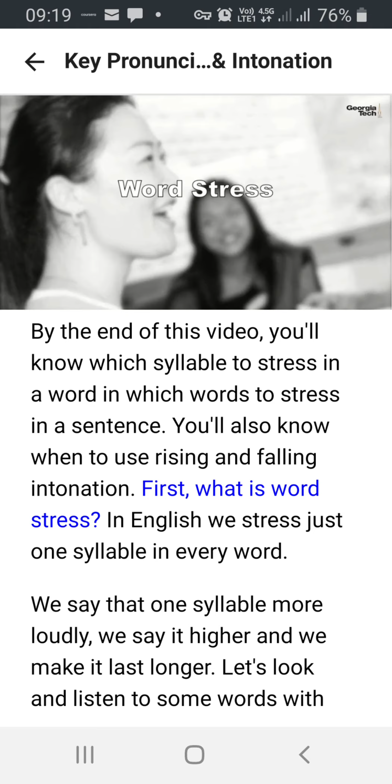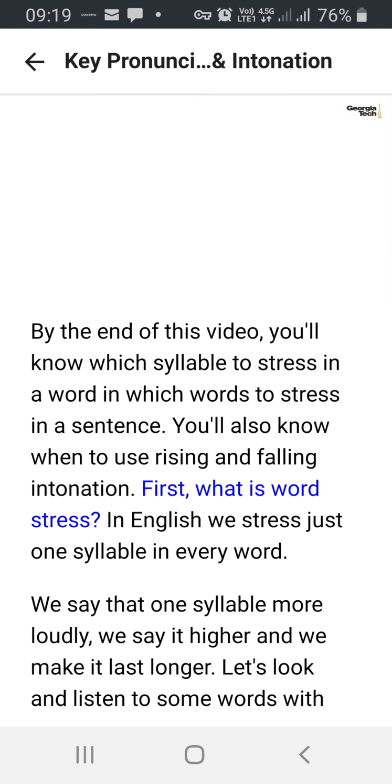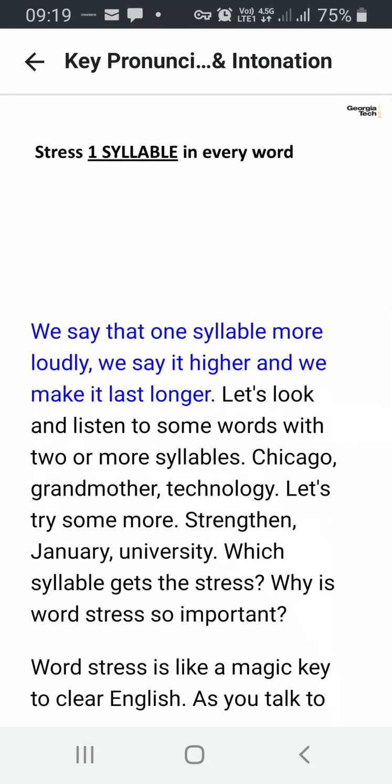First, what is word stress? In English, we stress just one syllable in every word. We say that one syllable more loudly. We say it higher, and we make it last longer.